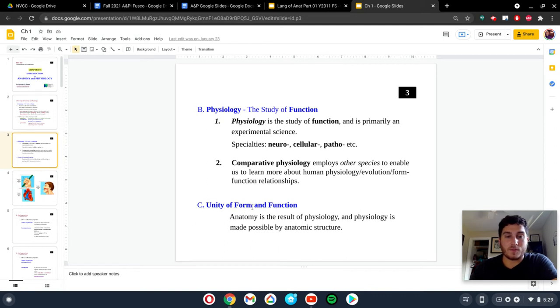Unity of form and function. Anatomy is the result of physiology, and physiology is made possible by anatomic structure. What does this mean? They go hand in hand. The way something is structured will dictate how it works, and something works based on how it's structured. It sounds repeated here.